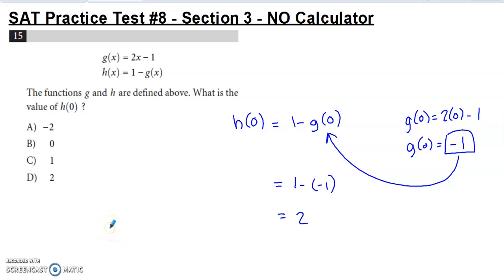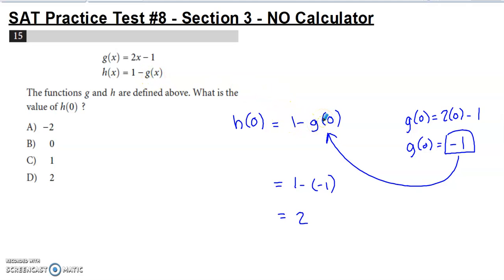Last question in this video will be number 15. This problem presents us with two functions, g of x and h of x. They ask us to find the value of h of 0. So when you're trying to evaluate a function at a certain value of x, you're literally just putting that value of x in place of the x's in the function. So when we do that for h, we get 1 minus g of 0.